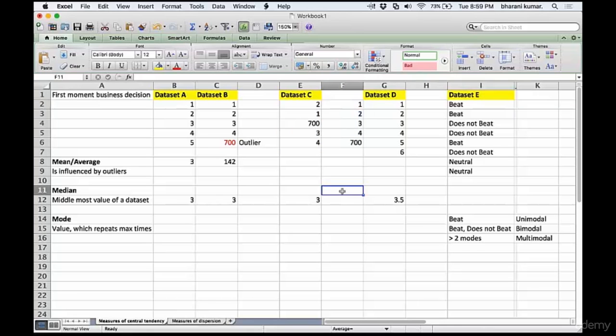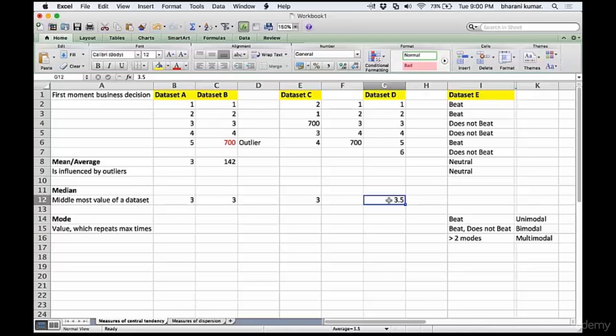Now let me give you an example of another dataset called D. Here I have numbers 1, 2, 3, 4, 5 and 6. You do not have a single value which is the middlemost value, right? You have two numbers which are the middlemost values here. So if you have two numbers, then you simply take an average of these two numbers. If you take an average, it is 3 plus 4 by 2, which happens to be 3.5, and this is your median. This is how you need to calculate median. All right, this is fine.